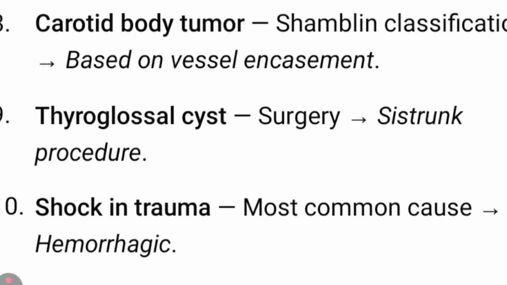Thyroglossal cyst: the surgery is the Sistrunk procedure. Shock in trauma: the most common cause is hemorrhage. What is trauma? Trauma is an accident, a fall from height, or assault. Bleeding causes hypovolemia, and this is hemorrhagic shock. If the option hemorrhagic shock is not available, then go with hypovolemic shock.